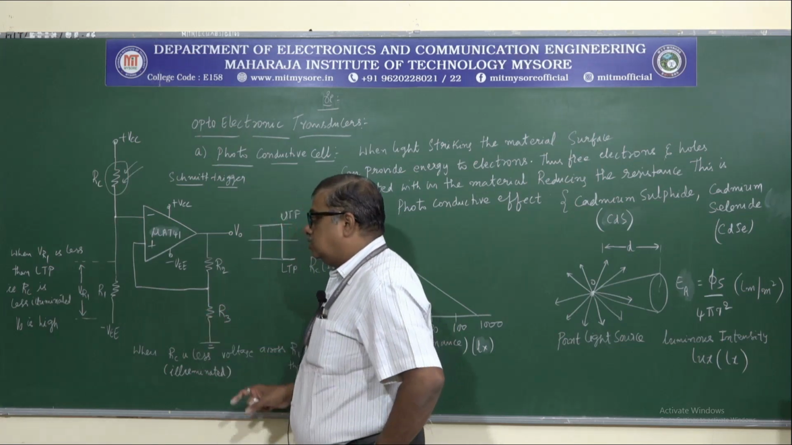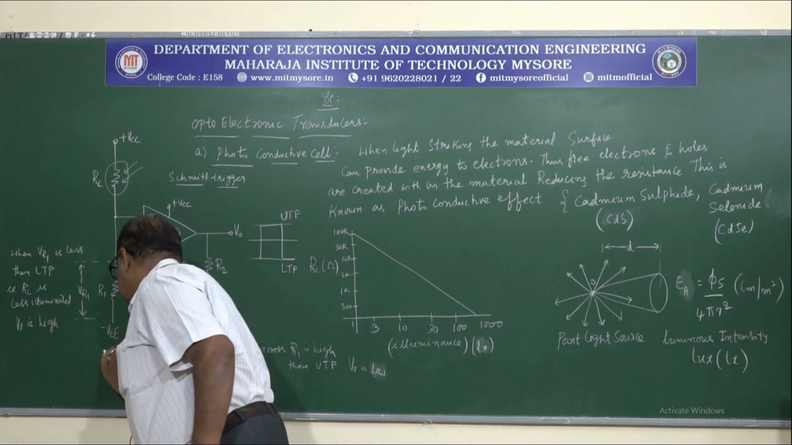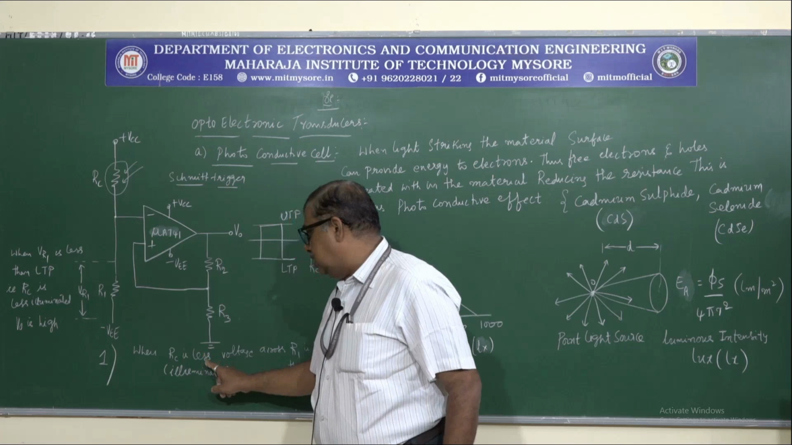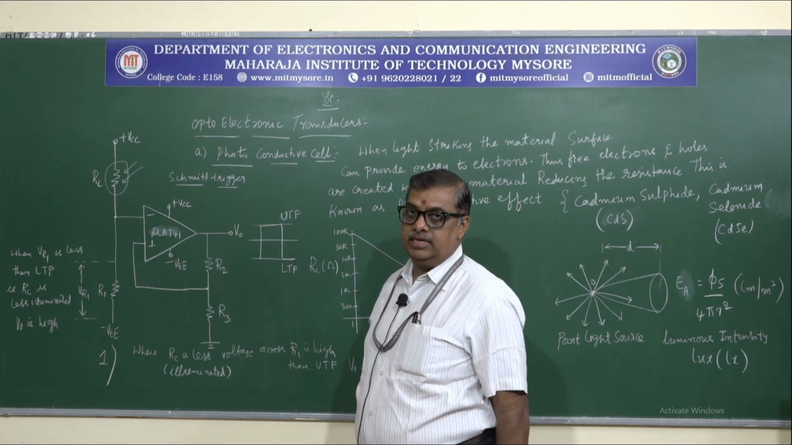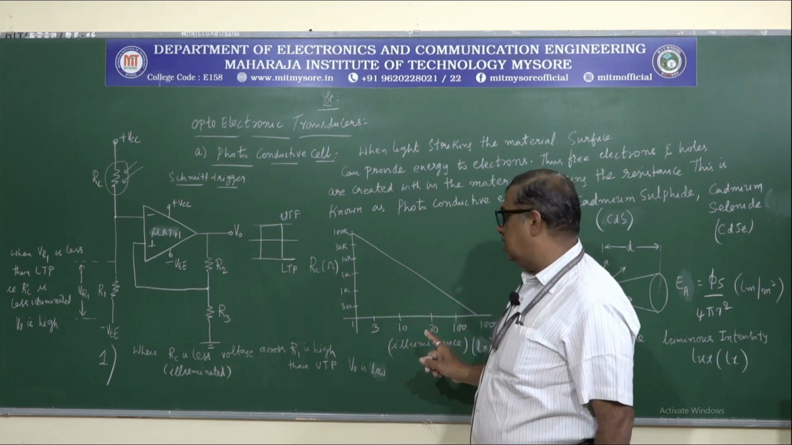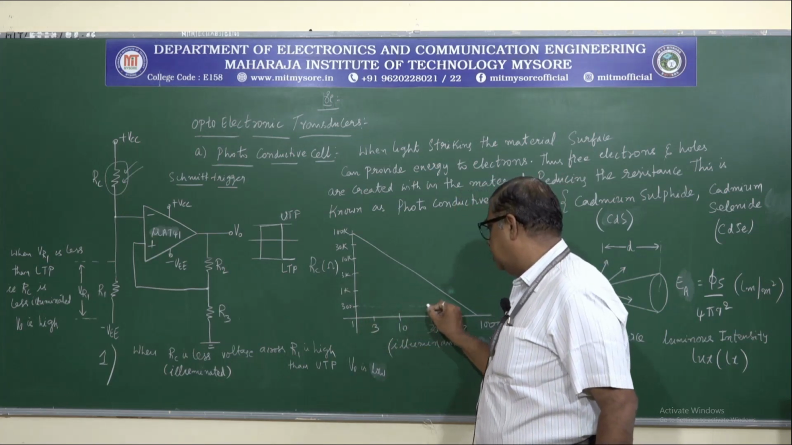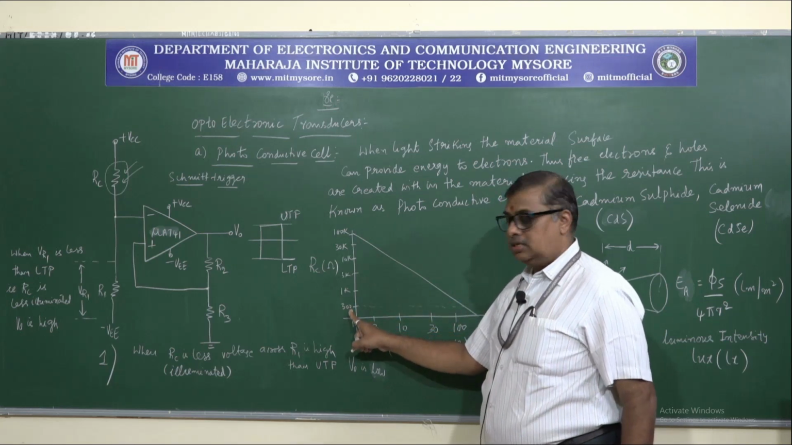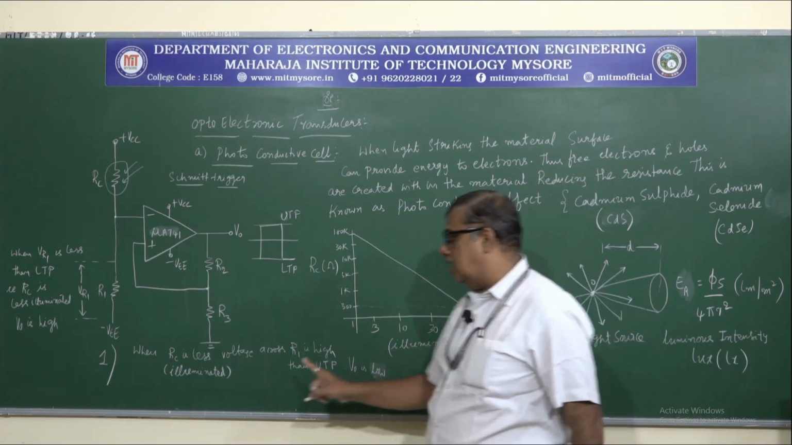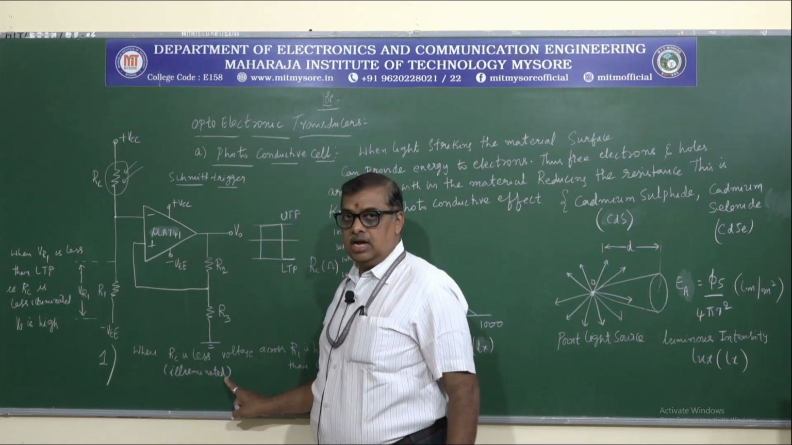Now, it works on two conditions. This is condition number 1: when RC is less. What does RC being less mean? As you can see here, the resistance is very small, about 300. Whenever there is a small resistance, illumination is high. That is why I have written that when RC is less, illumination is high.